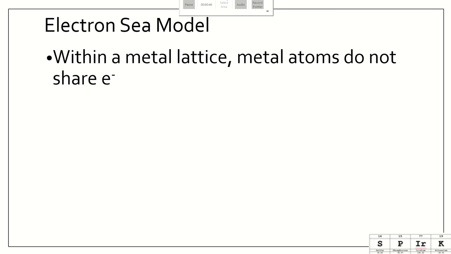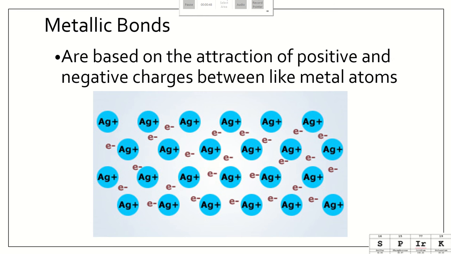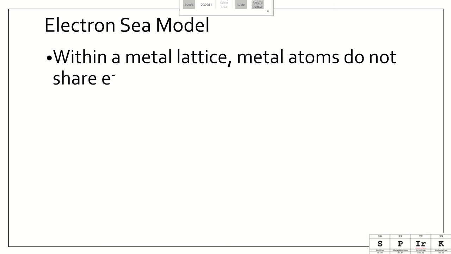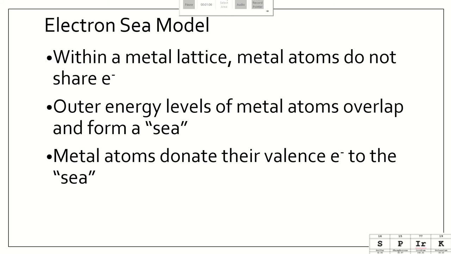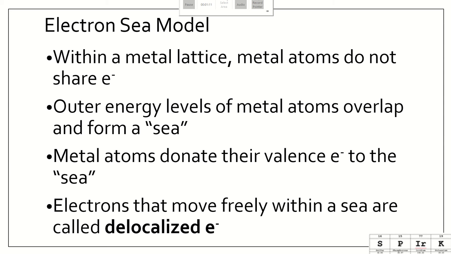So the electron sea model. Within a metal lattice, like what we're looking at here with all the silver ions, metal atoms do not share their electrons. The outer energy levels of metal atoms overlap and they form a sea. So they're so packed together that their outer shells of electrons overlap. And these metal atoms donate their valence electrons to the sea. And these electrons that move freely within that sea are what we call delocalized electrons because they are not local. They can move around.